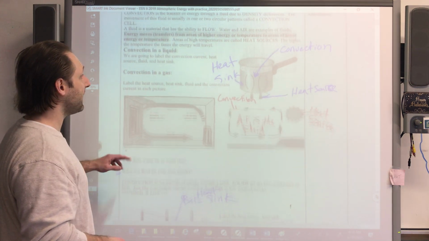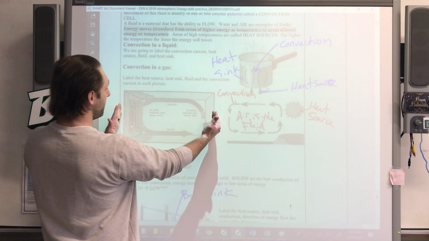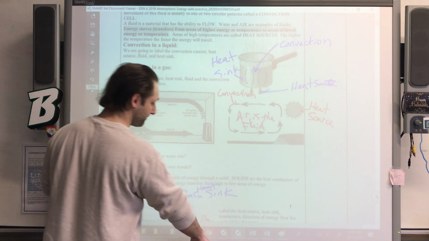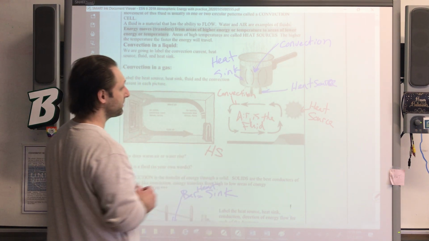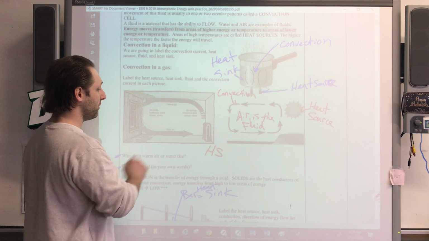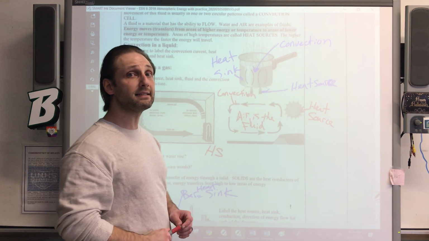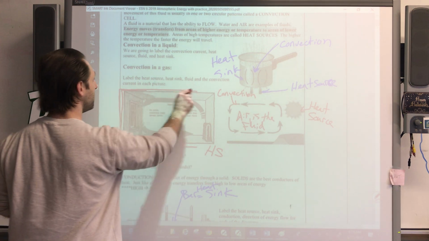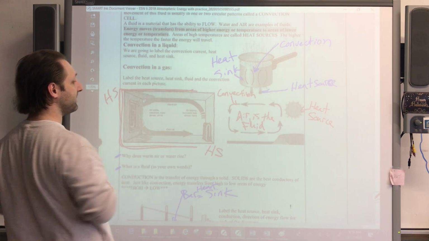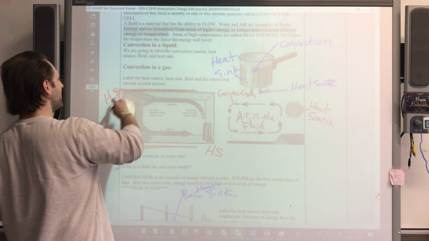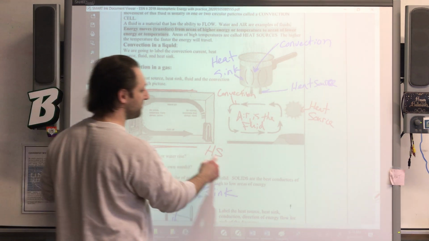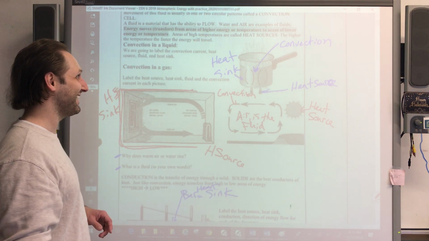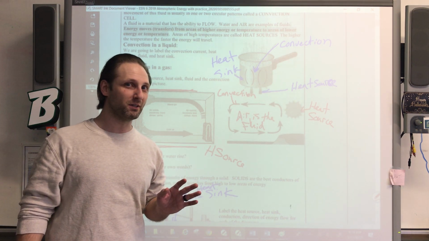All right, so convection in gas works very similar. We've got a bedroom with a radiator, which many of you may be familiar with. That is our heat source. Okay? The walls, the window, the floor, they're all heat sinks. So this whole area out here is the heat sink, HSINK. This is going to be HSOURCE.